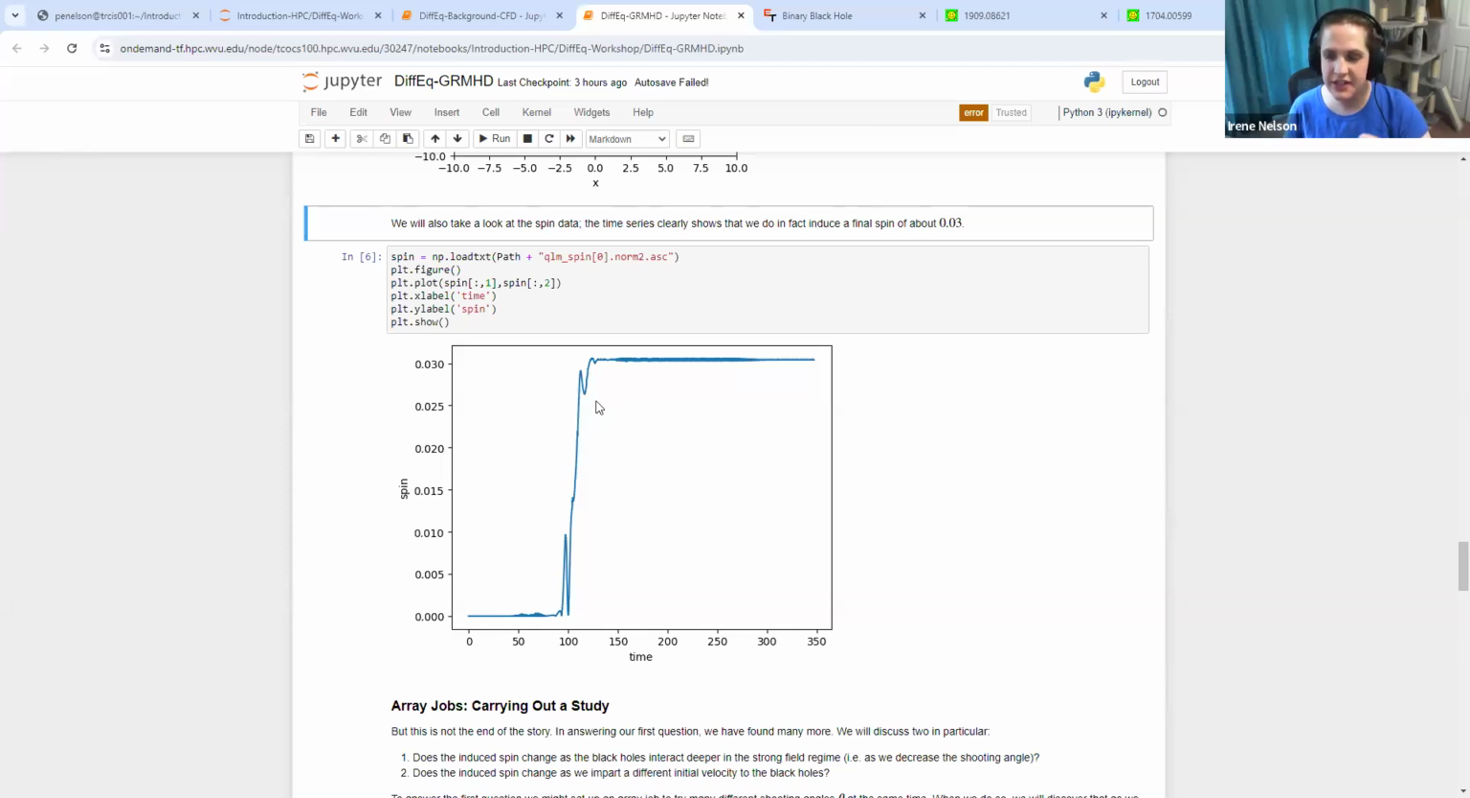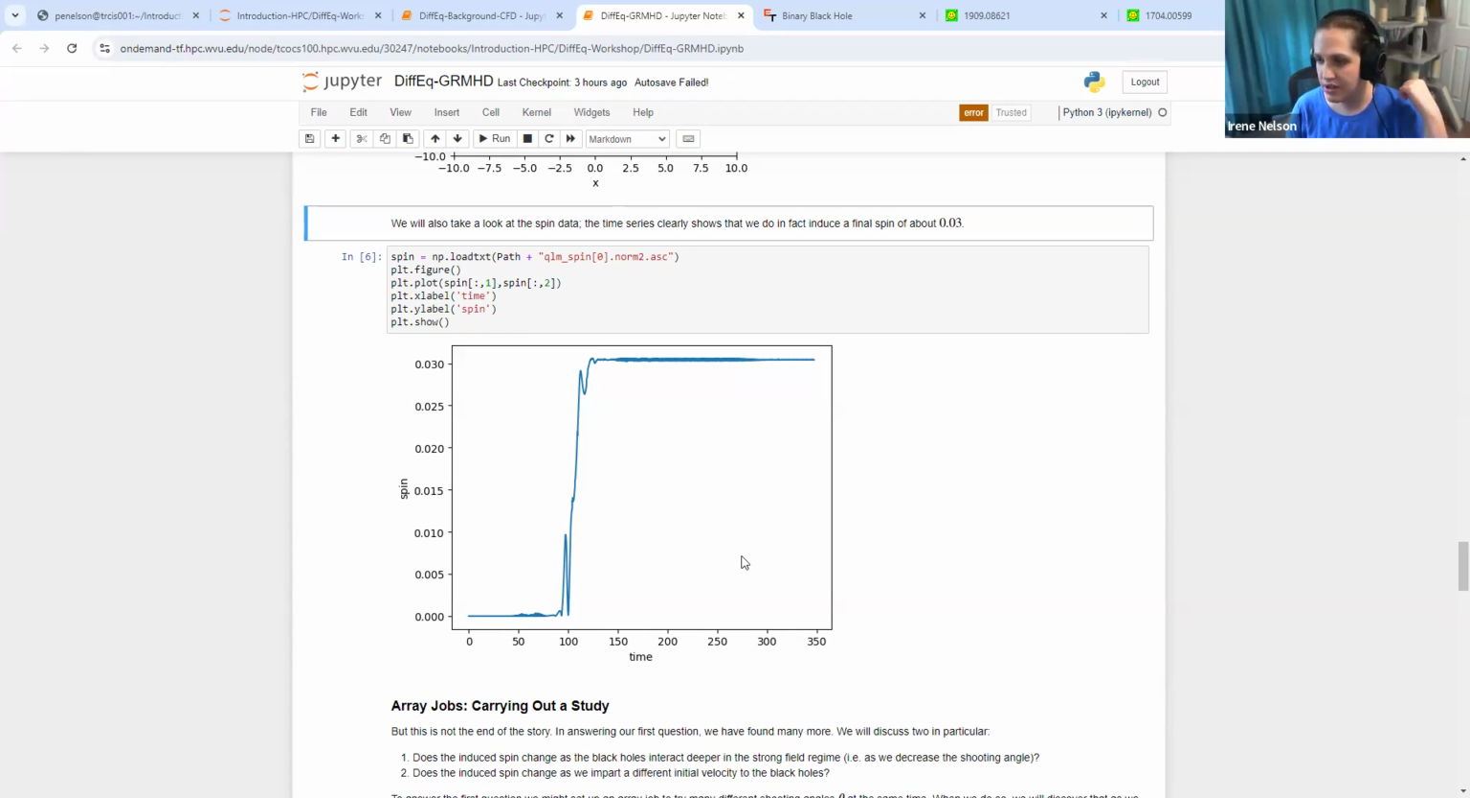And this is the regime where we really need to be using the full form of the equations instead of making approximations, things like classical gravity. And then as the black holes get farther apart, we can see that they've settled down into a new constant non-zero spin, which in this case is about 0.03. So I'm going to briefly pause here for questions, and then we'll take a short break.